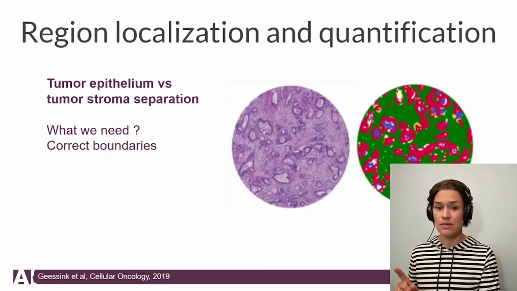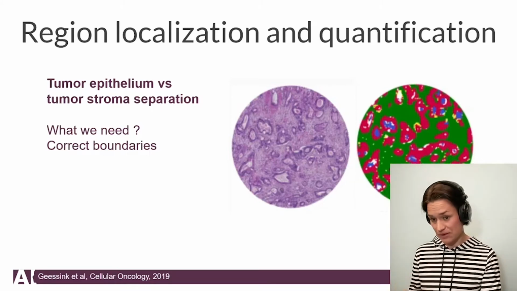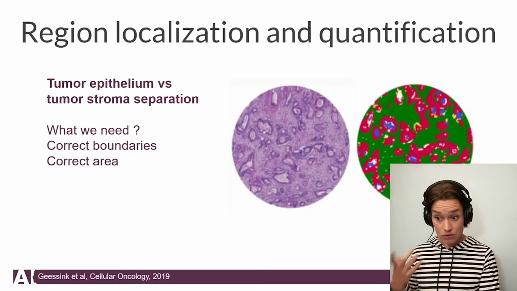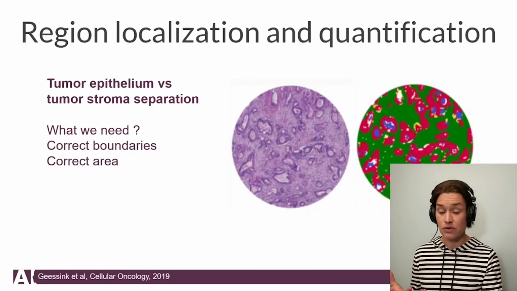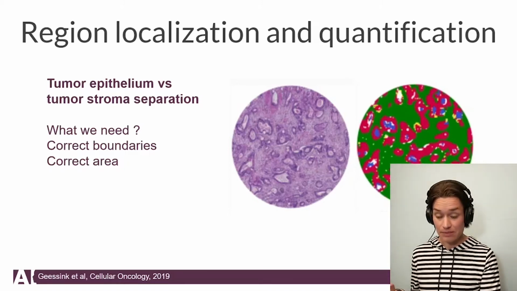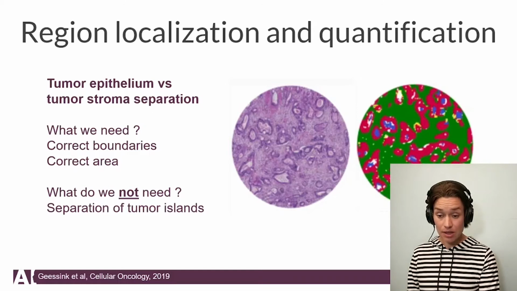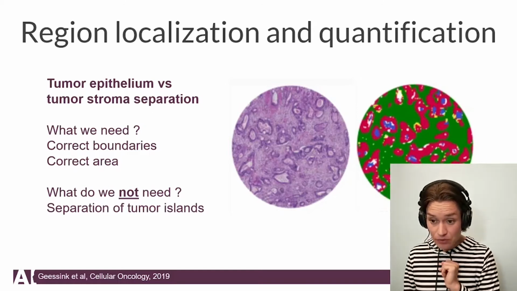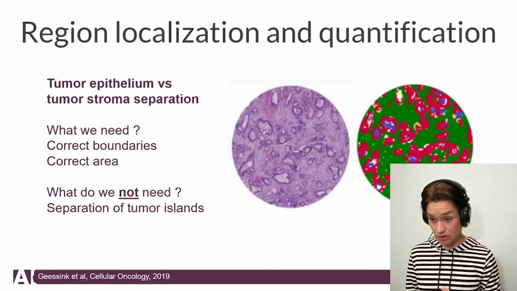Especially this is very much used in immuno-oncology, because we want to know where the immune cells are. Are they in the stroma? Are they infiltrating the epithelium? What's happening there with different populations of immune cells? And we also want the correct area. We just mentioned that the amount of stroma, so the area of stroma in the slide, might be a prognostic marker for some tumors. So we want to know the correct area. What do we not need? We do not need to delineate those separate tumor islands. This is not of interest for this particular problem.